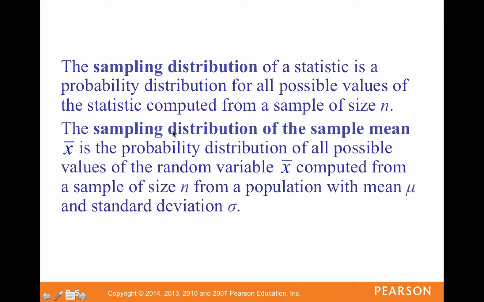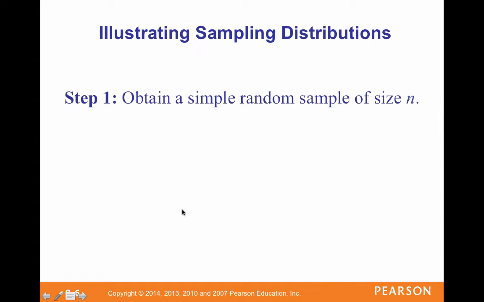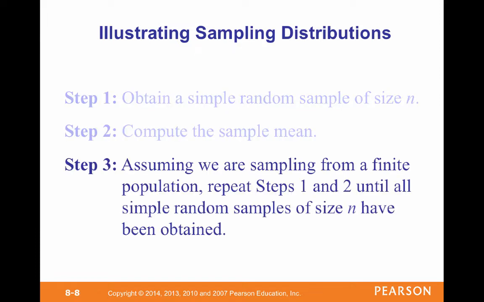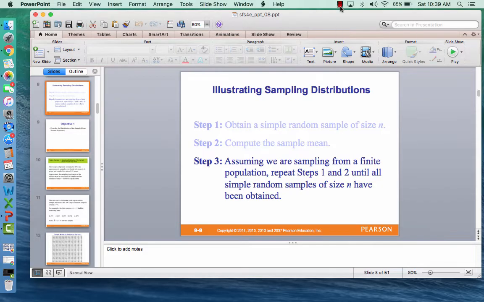So for instance, the sampling distribution of the sample mean is the probability distribution of all possible values of the random variable, the sample mean, computed from a sample of size n from a population with mean mu and standard deviation sigma. So how this works is that you pick your sample size and obtain that random sample. Then you compute the sample mean. And theoretically, this is the idea that we're supposed to be able to do this over and over again so we get all the samples of size n from this population.